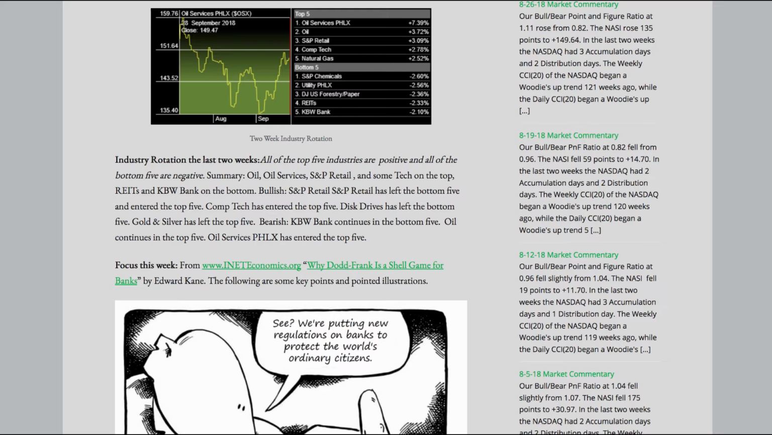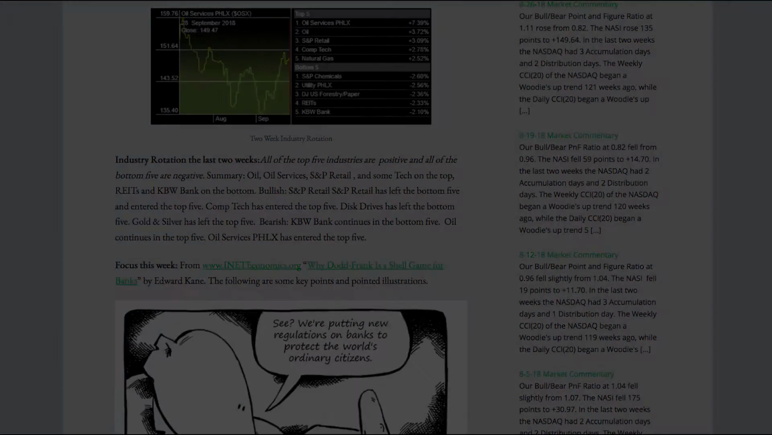Gold and silver has left the top 5. Bearish: KBW Bank continues in the bottom 5. Oil continues in the top 5. Oil services has entered the top 5.